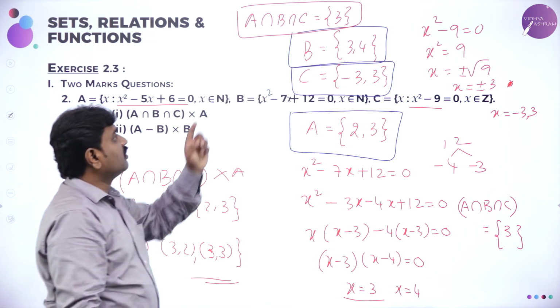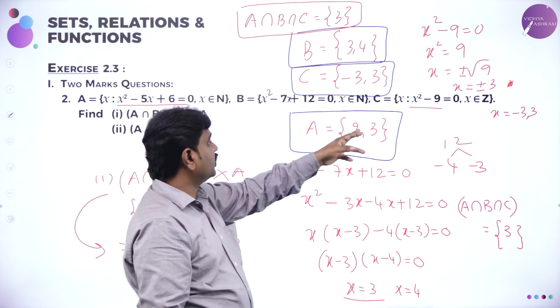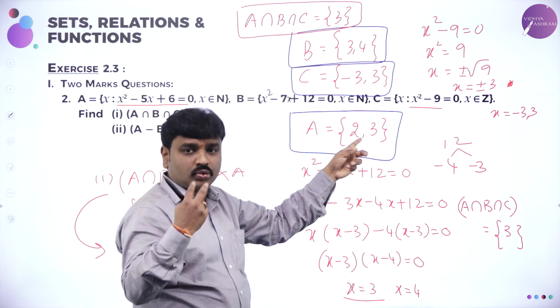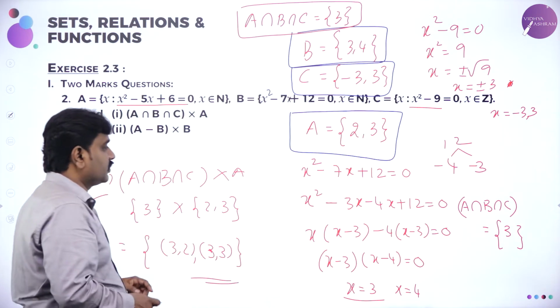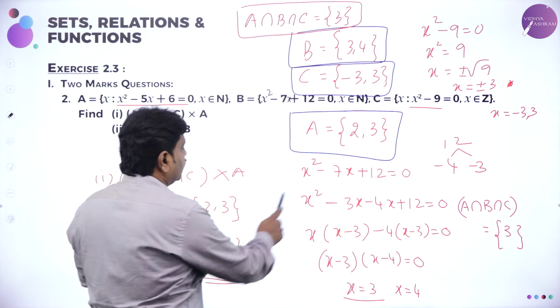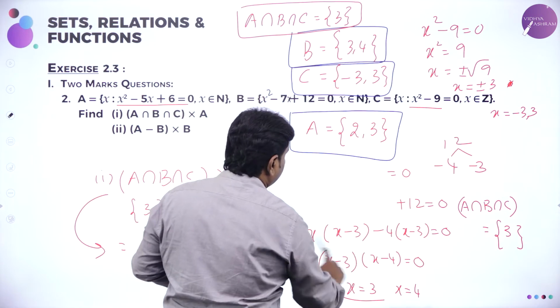What is A minus B? From A, remove B. From 2, 3, remove B, that means 3, 4 you should remove, but only 3 is there, so remove it. A minus B becomes 2 and then do it. So, I'll erase the remaining part and I'll solve this part also. So, let me erase this.